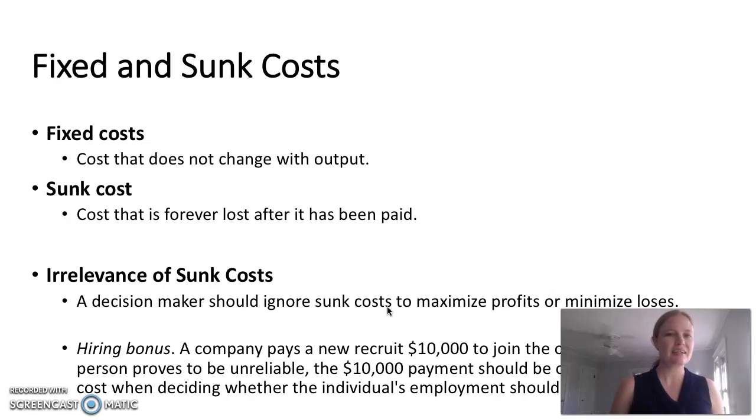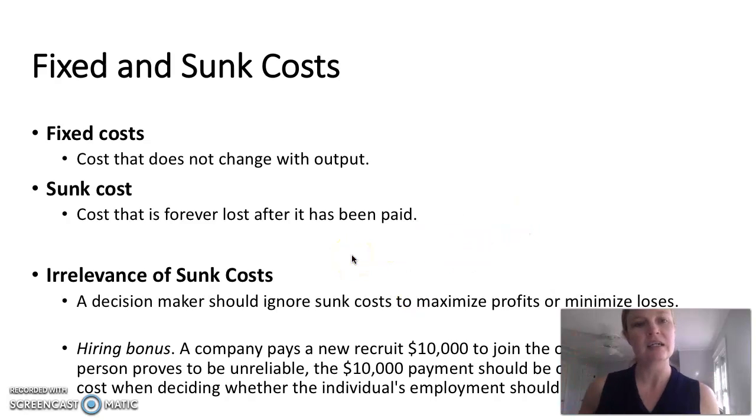I think my guess is most of you have heard about sunk costs before, but one thing I think your book does really well is it talks about the difference between fixed costs and sunk costs. A lot of times they're the same thing, but a fixed cost is a cost that does not change with output, like we've talked about. So like rent if you have a restaurant. A sunk cost is a cost that's forever lost after it has been paid. So if we think about the rent from the restaurant, if there's a clause that you can break the lease and get some money back, that's not a sunk cost. But if you paid for the year, that's it, that would be a sunk cost.